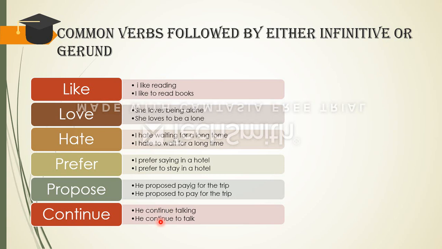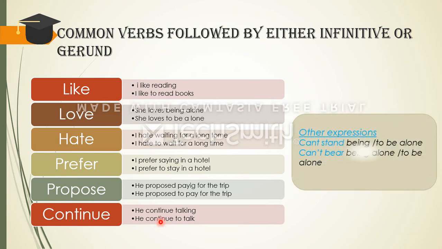So these verbs, okay, are not a lot. Whenever you find them, you know that you have the option. You can use either the infinitive with to, or the gerund. Other expressions that go along with these verbs are can't stand and can't bear. With these two expressions, you can also choose either the infinitive with to or the gerund, okay. For example, you can say I can't stand being alone, or I can't stand to be alone. I can't bear being alone, or I can't bear to be alone.